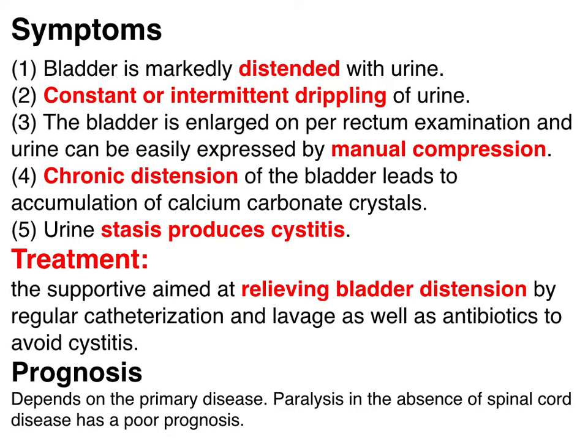Treatment: supportive, aiming to relieve bladder distension by regular catheterization and lavage, as well as antibiotics to avoid cystitis. Prognosis depends on the primary cause. Paralysis in the absence of spinal cord disease has a poor prognosis.